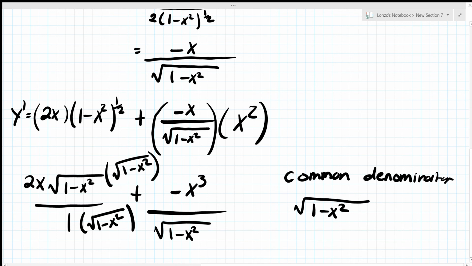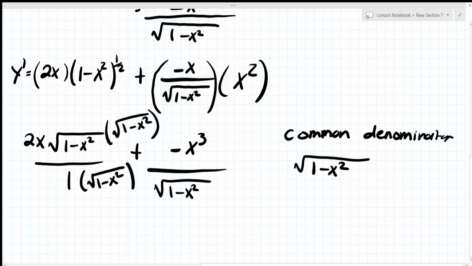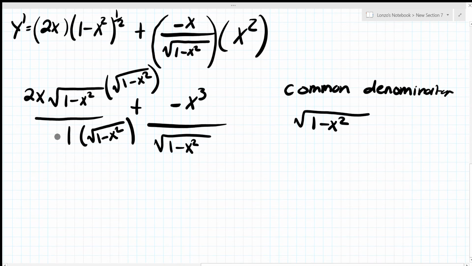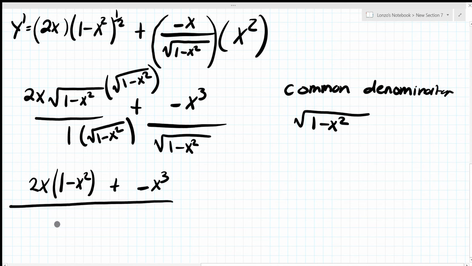Okay, good. So what happens when you multiply the square root of something? The radical just disappears, so you're just left with the inside, 1 minus x squared. And then don't forget about this 2x, plus this one we didn't do anything, so it's just plus negative x cubed all over square root of 1 minus x squared.